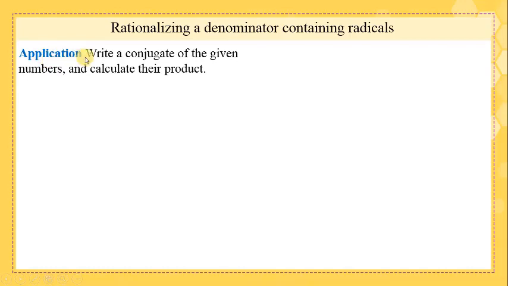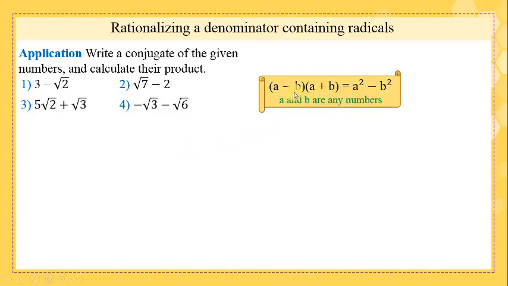Application. Write a conjugate of the given numbers and calculate their products. Remember, (a minus b) times (a plus b) equals a squared minus b squared, where a and b are any numbers. Now student, pause this video and try to solve this application.